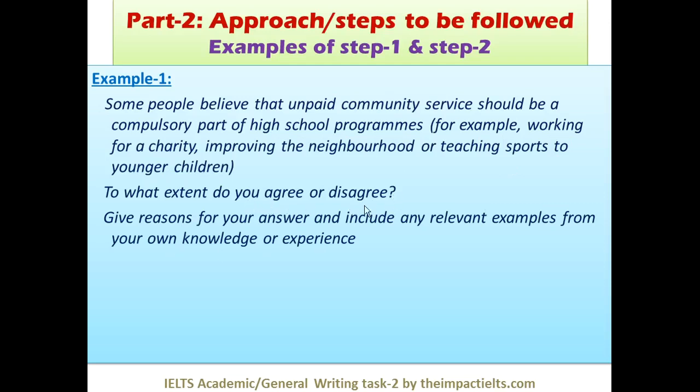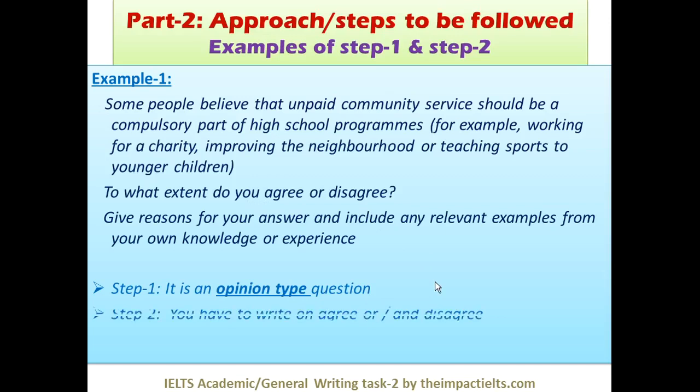So clearly what I have understood here is that this is an opinion based question, number one. And step two, I have to write on agree or disagree. It depends what points I have, but I'm certain that I have to write on agree or disagree. It will take you 30 seconds, 20 seconds, even 10 seconds. Immediately have a look at the question. You will say, okay, this is about agree, disagree, asking for personal opinion, so it's an opinion type question.